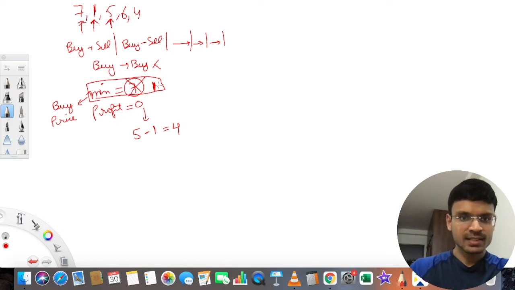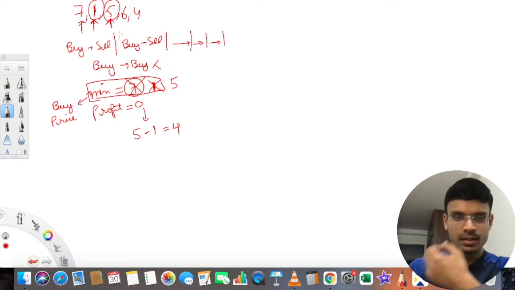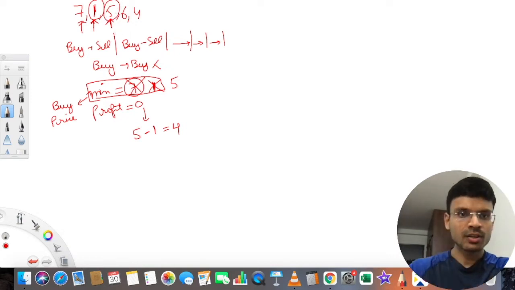In this case we will also update the min value from 1 to 5. Why are we updating the min value in this case as well? Because suppose we bought the stock at 1, then sold the stock at a price of 5, then we can buy the stock again at a price of 5 as well. We bought at 1, then sold at 5, then we again bought the stock at a price of 5.